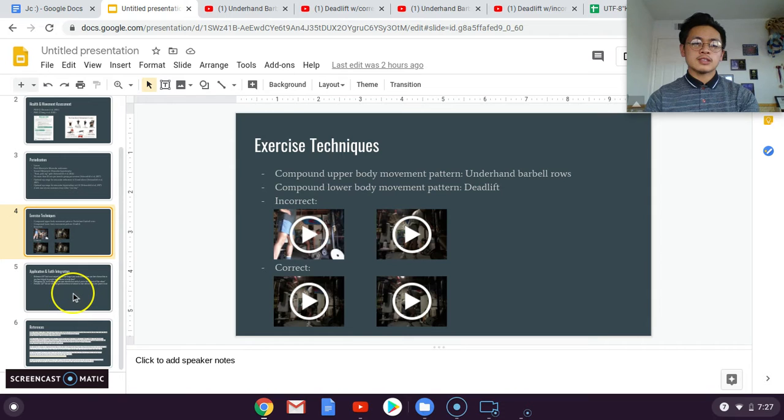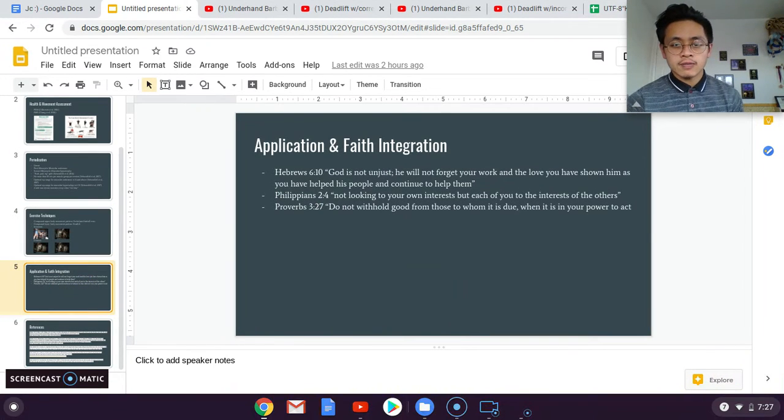And last but not least, we have application and faith integration. The three that I chose were Hebrews 6:10, which is God is not unjust. He will not forget your work and the love you have shown him as you have helped his people and continue to help them. Then Philippians 2:4, not looking to your own interests, but each of you to the interest of others. And Proverbs 3:27, do not withhold good from those to whom it is due when it is in your power to act.